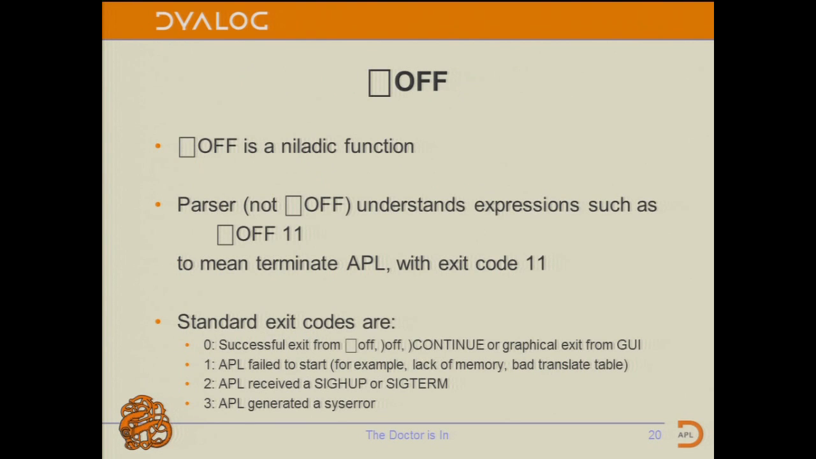Quad off. Well, I'm not being rude. Quad off is a nil-adic function. However, Dyalog APL has extended the parser, there's a little trick in there that says that you can follow quad off with a fairly simple expression which basically says terminate APL with an exit code of 11.